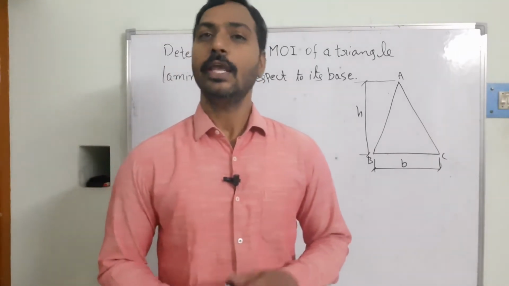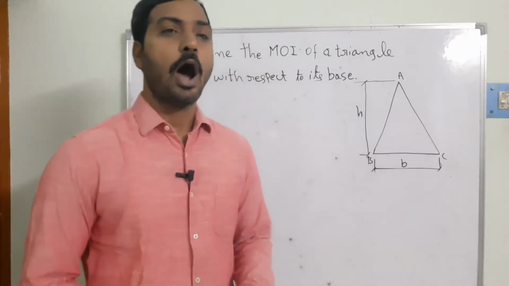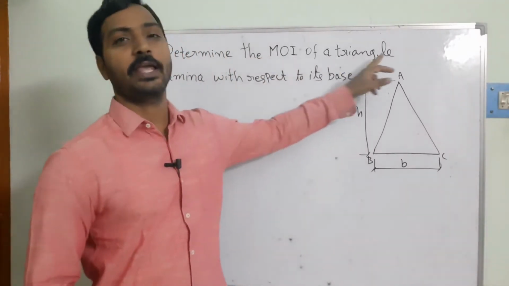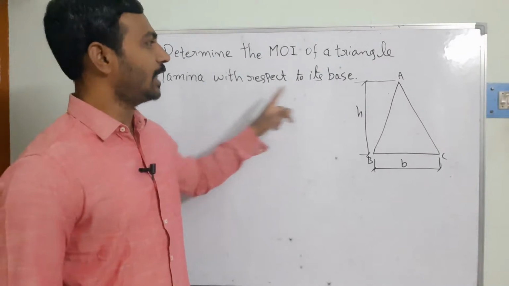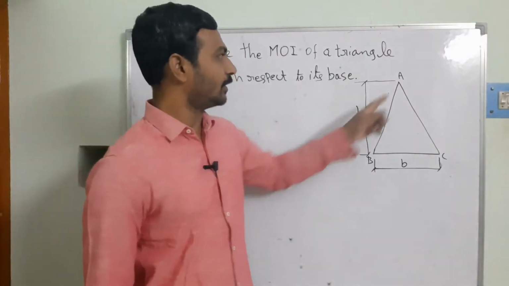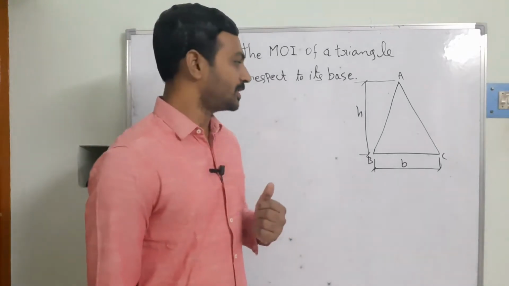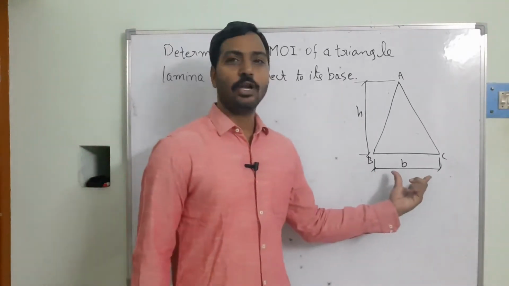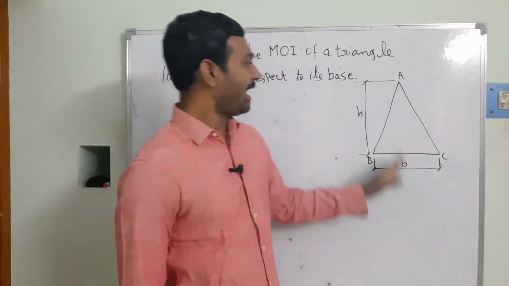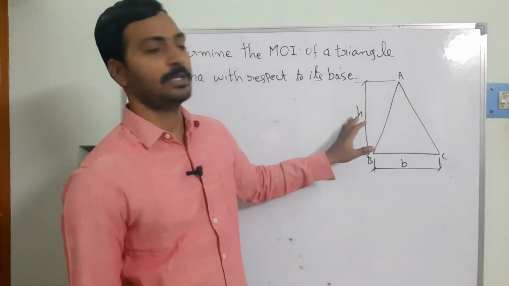So in this video lecture, we are trying to learn how to determine the moment of inertia for a triangle lamina. The triangle lamina ABC is one of the two-dimensional objects we have taken. BC is the base we are considering, and the height of this triangle is h.